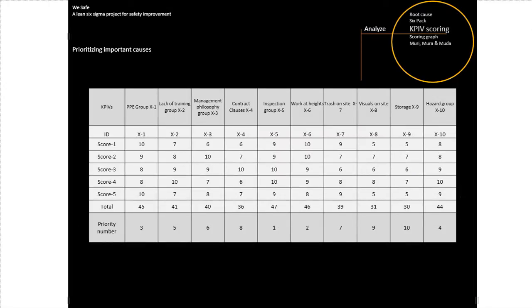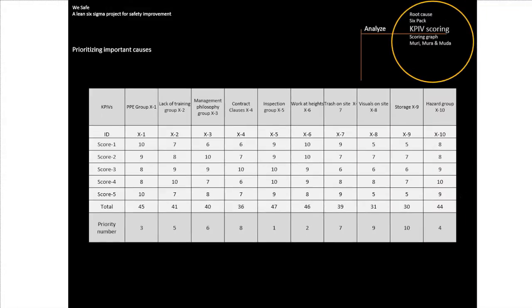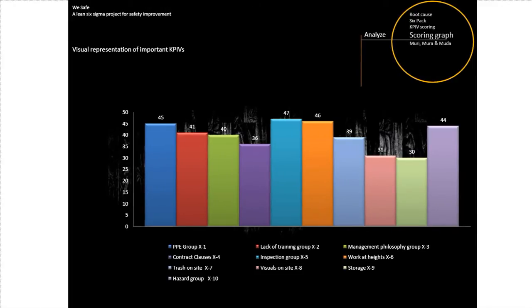Let's move to the KPIV scoring, which is the team scoring for all input variables. The purpose is to identify the prioritized values of all KPIVs. We observe that the inspection group tops the rating and is joined by working at heights and PPE. The next slide shows a visual representation of the scoring.